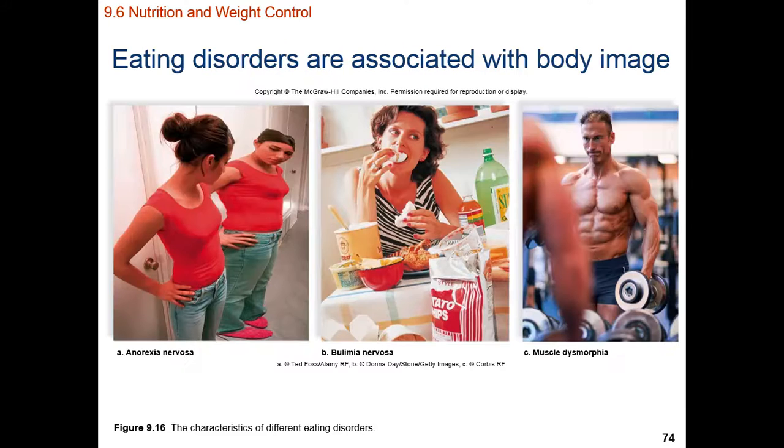So someone with anorexia nervosa, even though they may be at a healthy body weight, when they look in the mirror, they perceive themselves as being overweight. Somebody who has bulimia nervosa will binge eat high-calorie foods and then purge by vomiting, but generally speaking, they are not characterized as obese. And then somebody with muscle dysmorphia is going to have abnormally developed skeletal muscle features on their bodies.